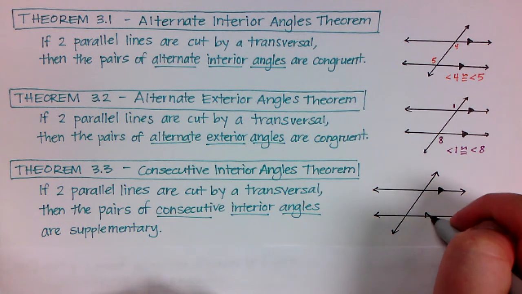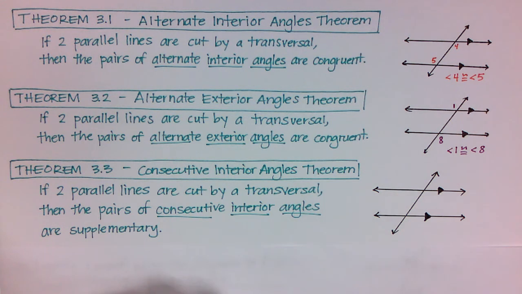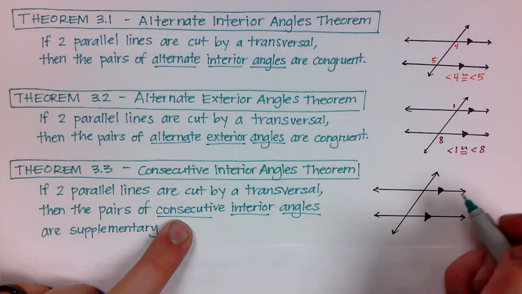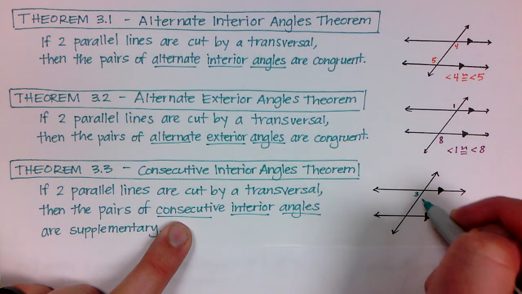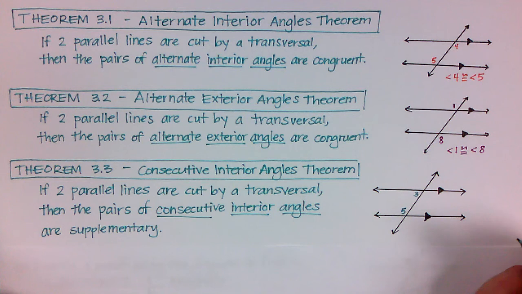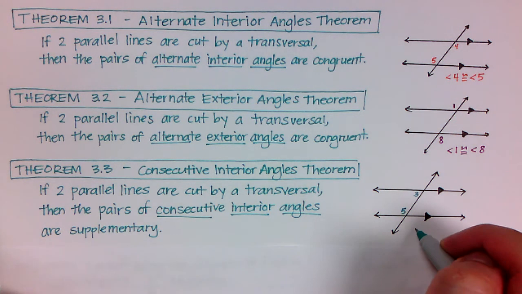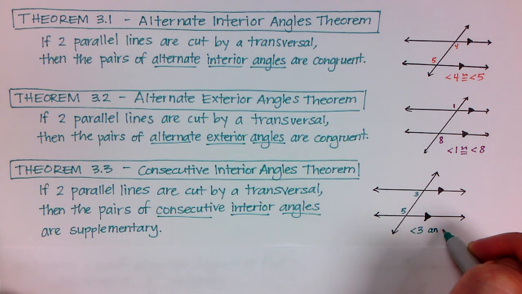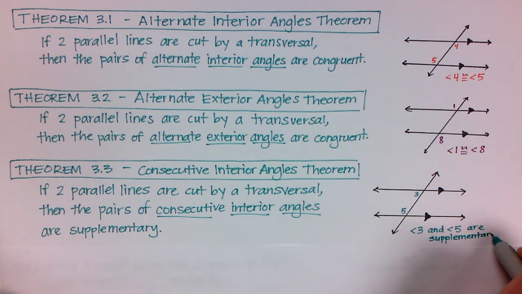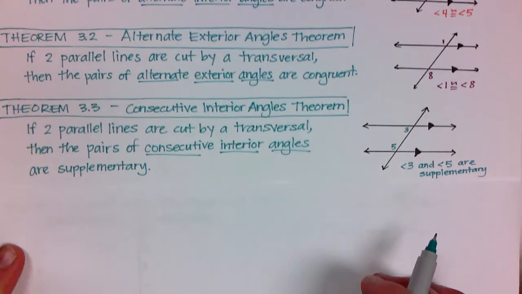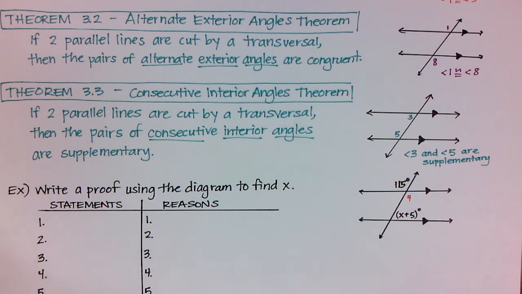Draw to show that they are parallel. There we go. So if I have two consecutive interior angles, let's say angle 3 and angle 5, what I'm told is that angle 3 and angle 5 are supplementary, which means that they add up to 180 degrees. So using all this information, why don't we go ahead and do an example?